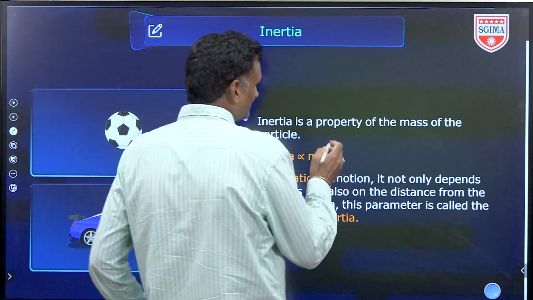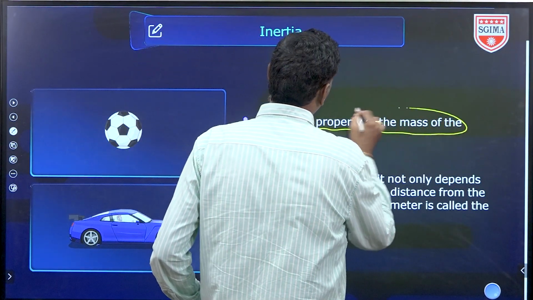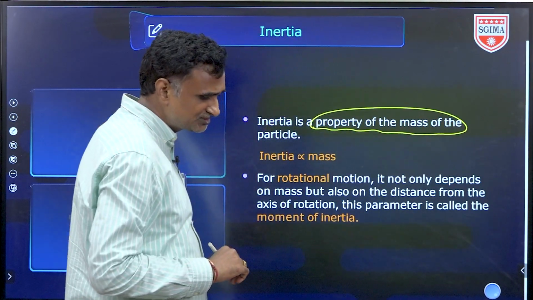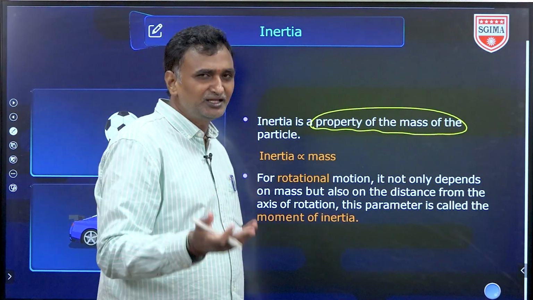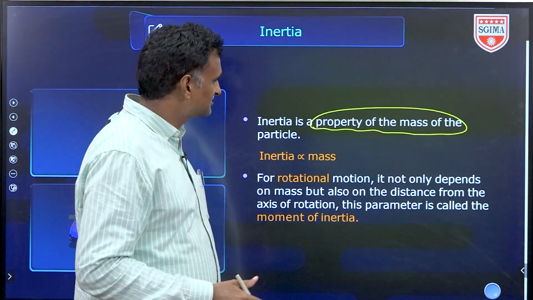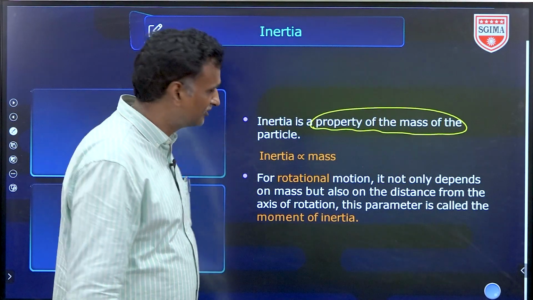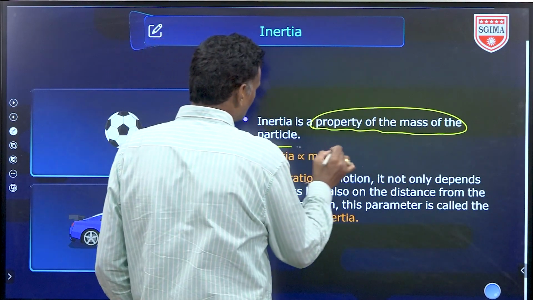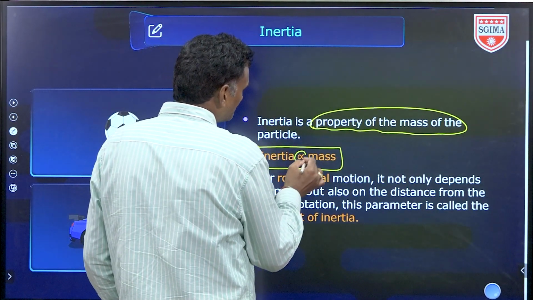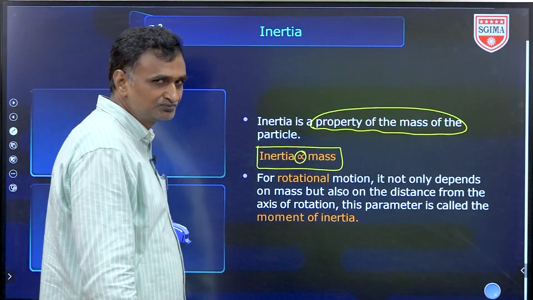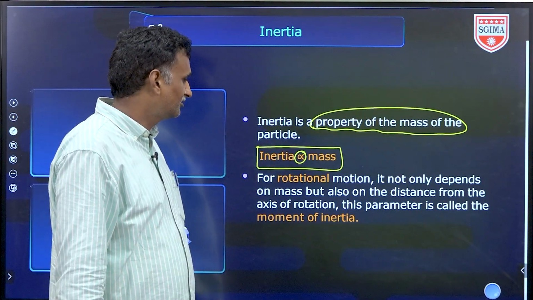Inertia is a property of the mass of a particle, which means the more the mass, the more the inertia, and the less the mass, the less the inertia. From this concept we get that inertia is proportional to mass. So this is one important point.